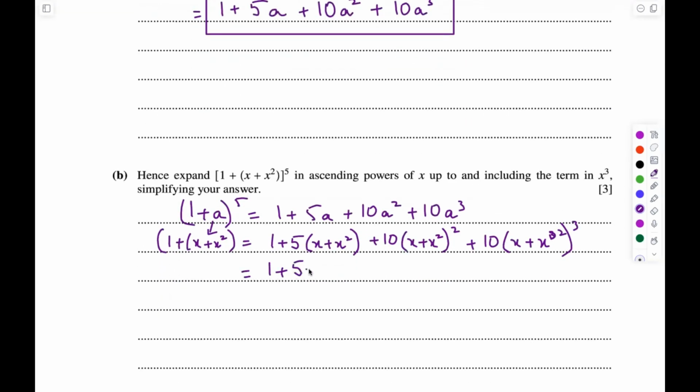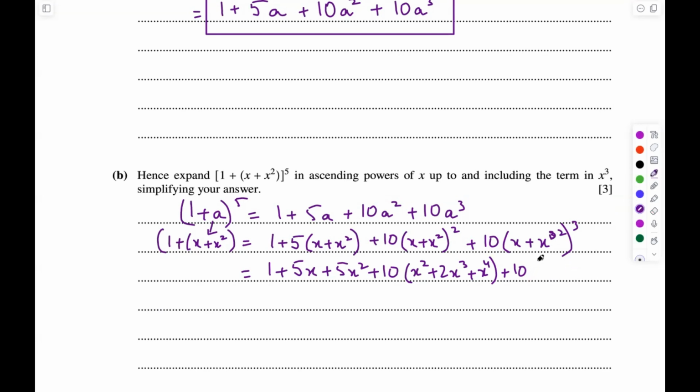Now, as we just have to expand up till x cube, so if you open up the brackets, this will become 1 plus 5x plus 5x squared. Now, expanding x plus x squared, that will become x squared plus 2x cube plus x to the power 4. And for x plus x squared whole cube, we do not want any power more than cube, and the lowest power over here will be x cube.